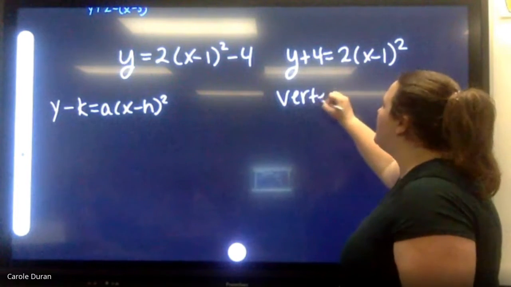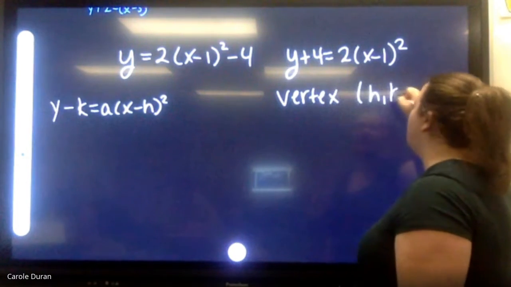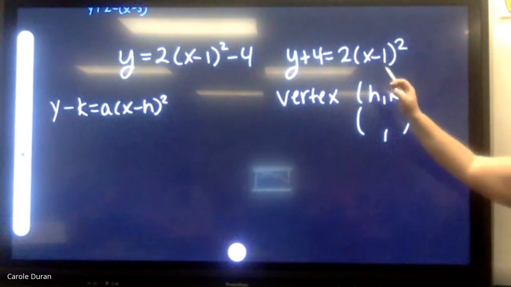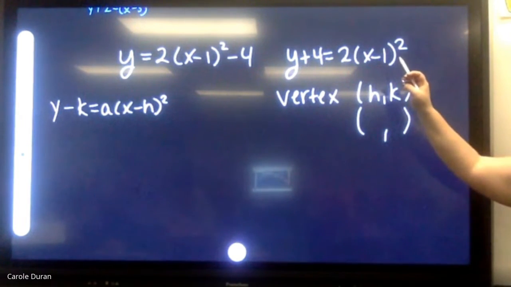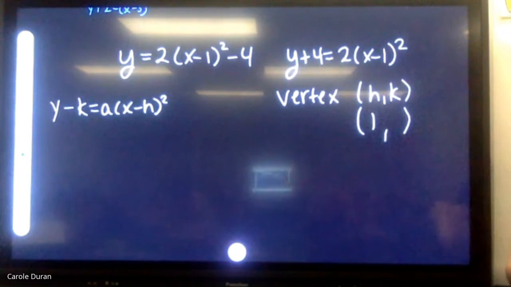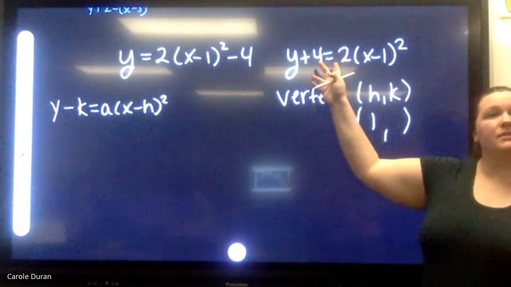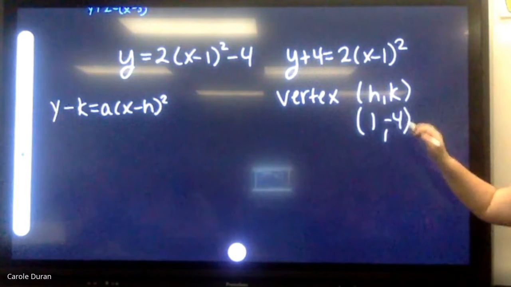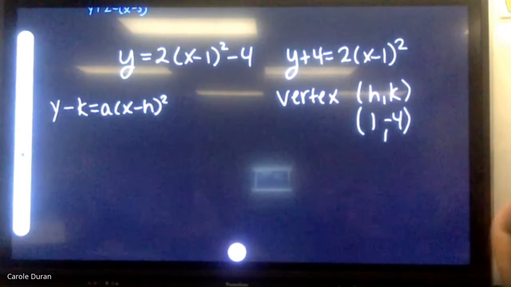Now I can go ahead and pull out those values and fill in my vertex. So our vertex, remember, are the coordinates h, k, which means I'm taking the number grouped with my x, pulling it out and taking its opposite sign, and that's my x coordinate, so that's a positive 1. Then I'm taking the number that's grouped with y, pulling it out and taking the opposite sign, and that's my y coordinate. So my vertex is 1, negative 4.